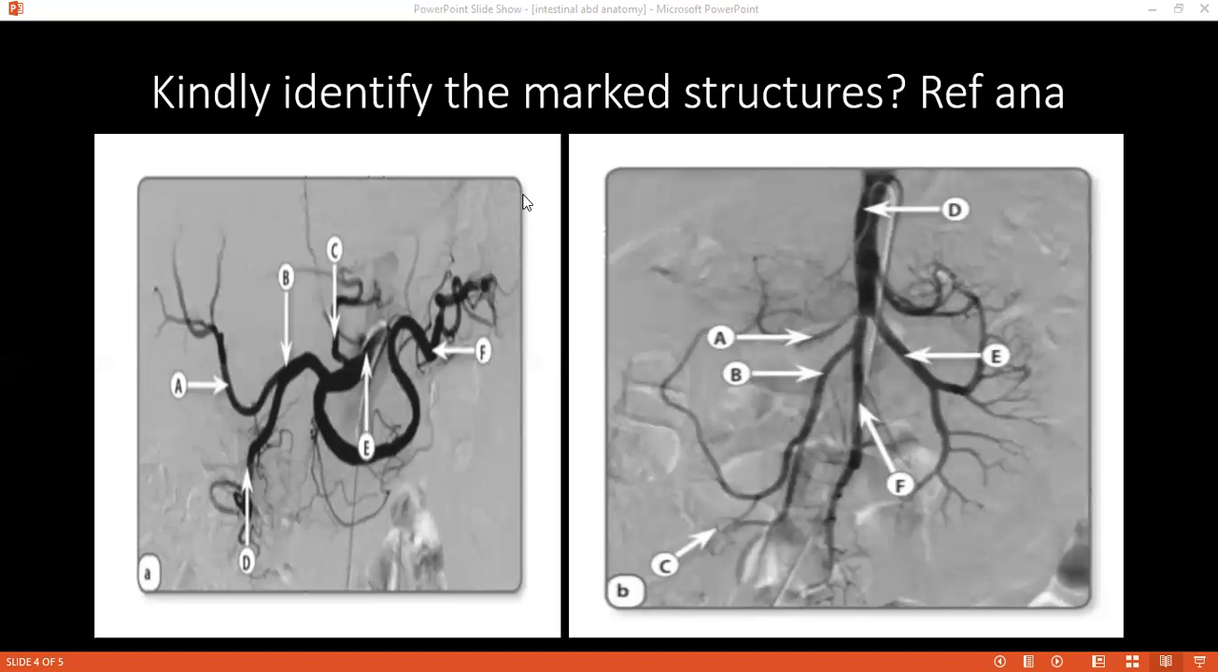It can't be the superior. But the problem is that we cannot appreciate the superior. This D is the superior mesenteric artery, right? Yes, superior mesenteric artery. And then A is the right colic artery.